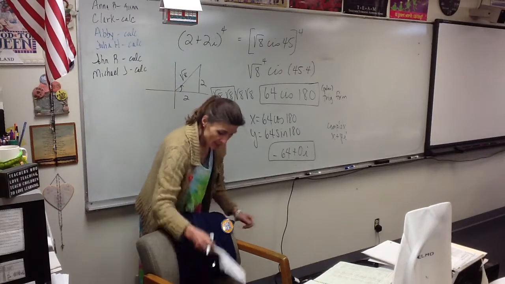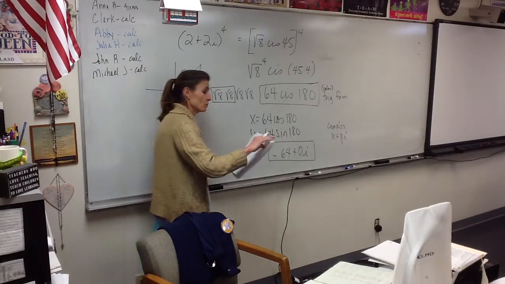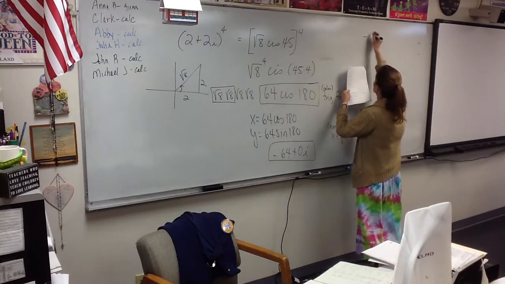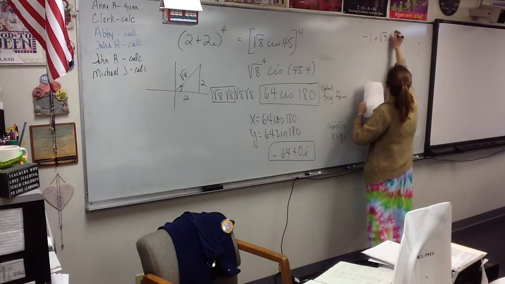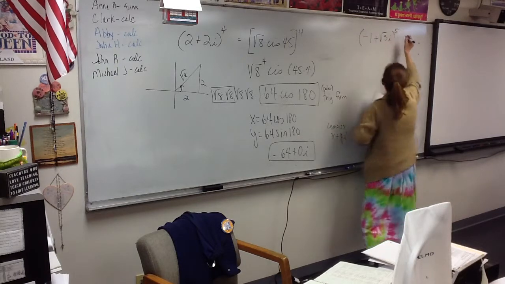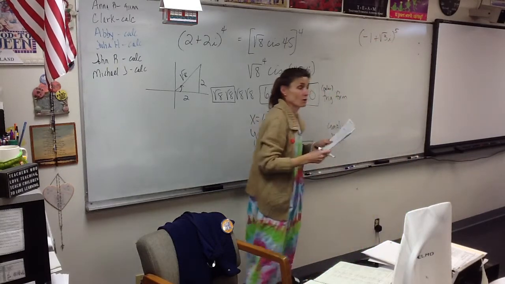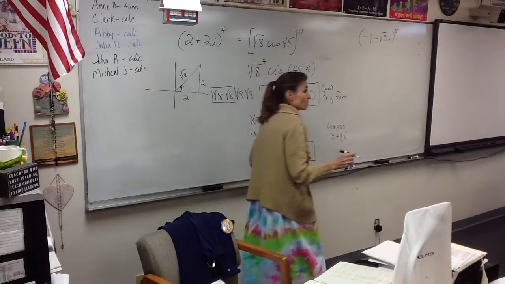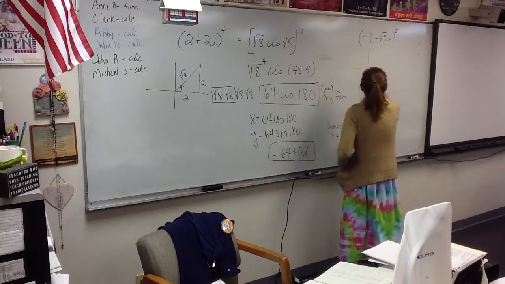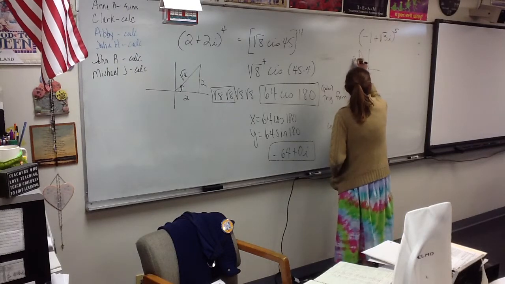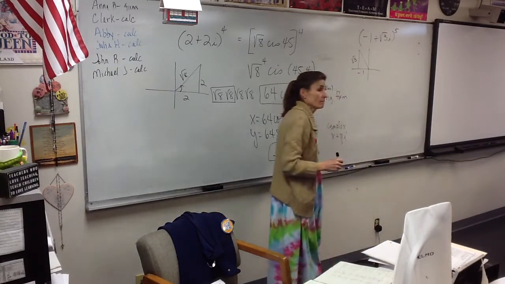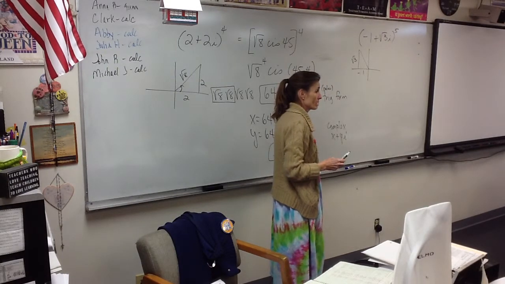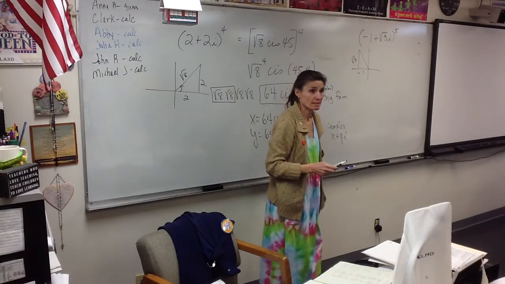All right, let's look at the next one. Now we're going to go through exactly the same steps. So who remembers how we start? Draw a picture because we have to get it in CIS form. So we'll draw a picture. Over 1, up root 3. And somehow from this we need our radius and our angle.